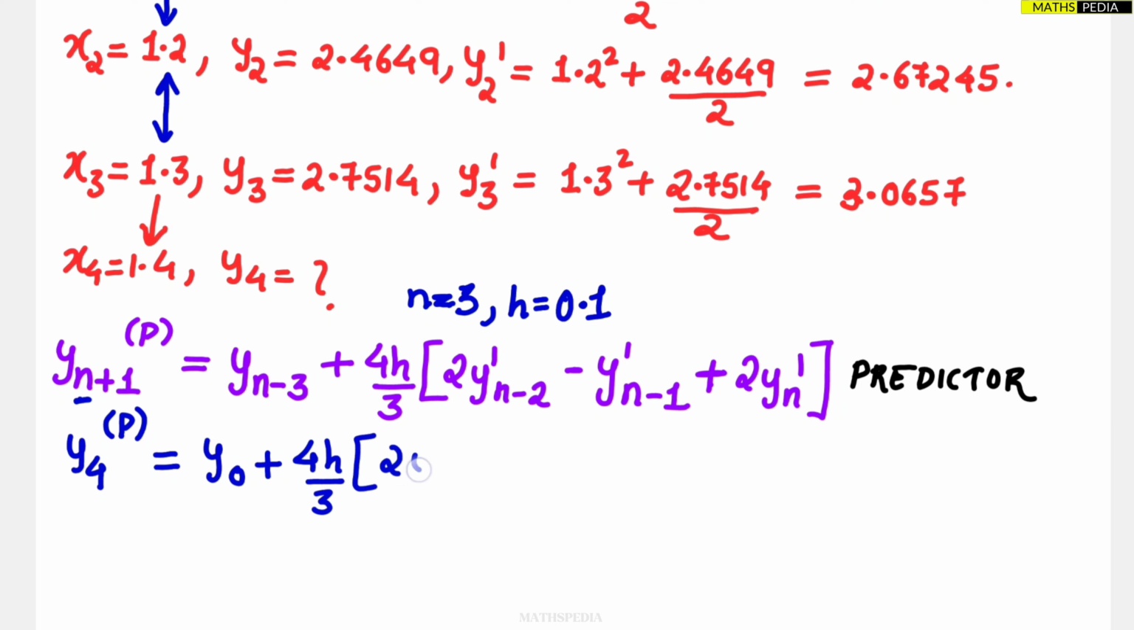Next 2 into y dash of 1 minus y dash of 2 plus 2 into y dash of 3. So this is nothing but the predictor formula for this particular problem. So y4 will be using this formula, predictor formula. Now substitute all the values. All the values you have got, directly you have to substitute. Okay.